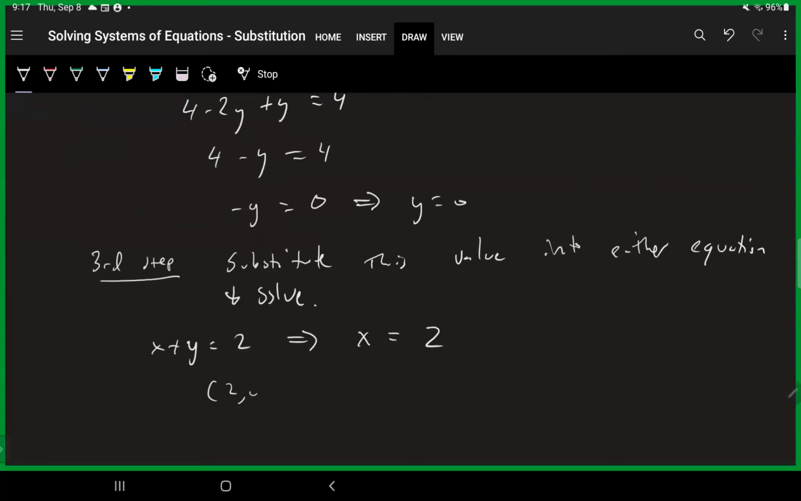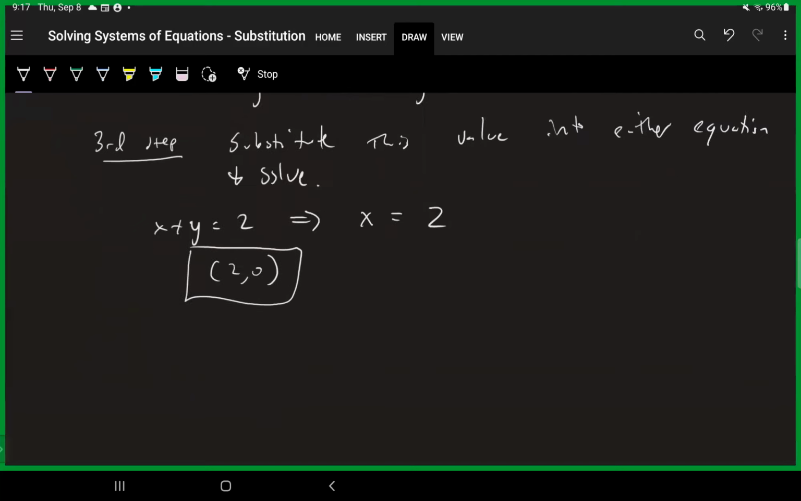So (2, 0) is the solution, which was the x-intercept, and that's what we got in the previous video. This is the solution. You can also plug it back in to check. It takes just a couple seconds. Plug it back into the original system and see if it works.